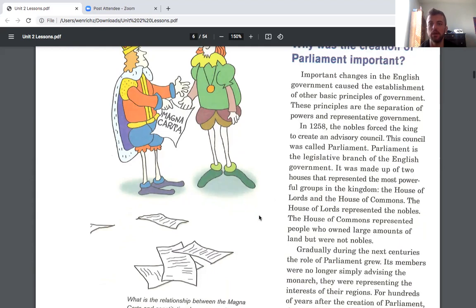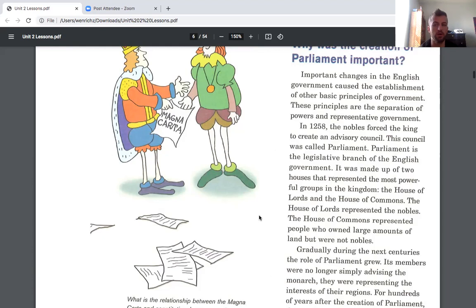It's great. In 1258, the nobles forced the king to create an advisory council. This council was called Parliament. Parliament is the legislative branch of the English government. It was made up of two houses that represented the most powerful groups in the kingdom, the House of Lords and the House of Commons.